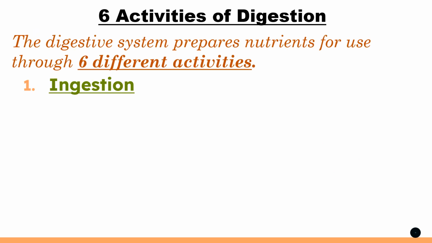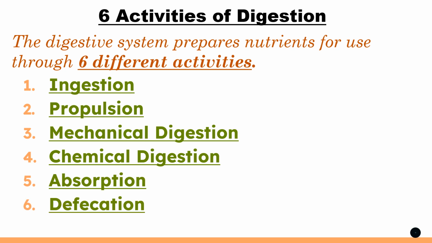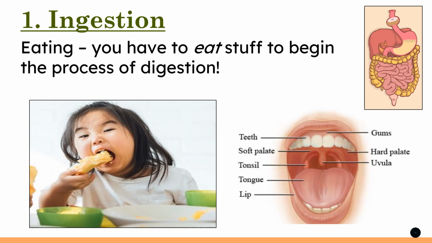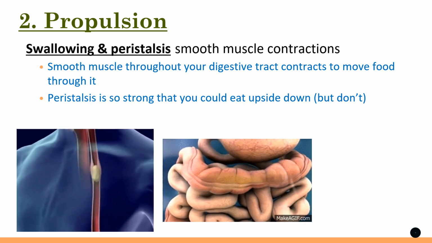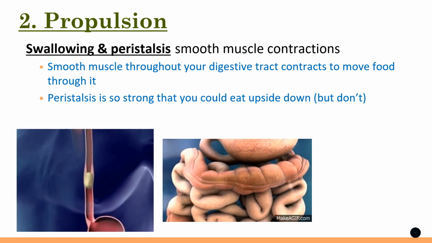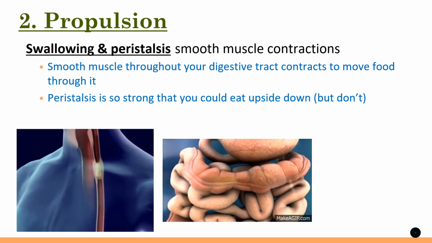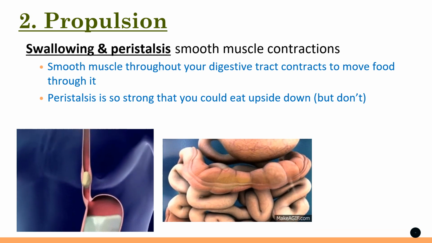So there's going to be six primary activities of digestion: ingestion, propulsion, mechanical digestion, chemical digestion, absorption, and defecation. And we will talk through all of those. The first is going to be ingestion. This is literally just eating. You have to eat stuff in order to begin this process of digestion, right? Propulsion is going to be the processes of swallowing and peristalsis. Peristalsis are smooth muscle contractions that move all the way throughout our digestive tract. Those muscles contract and it helps the food to kind of move through it.